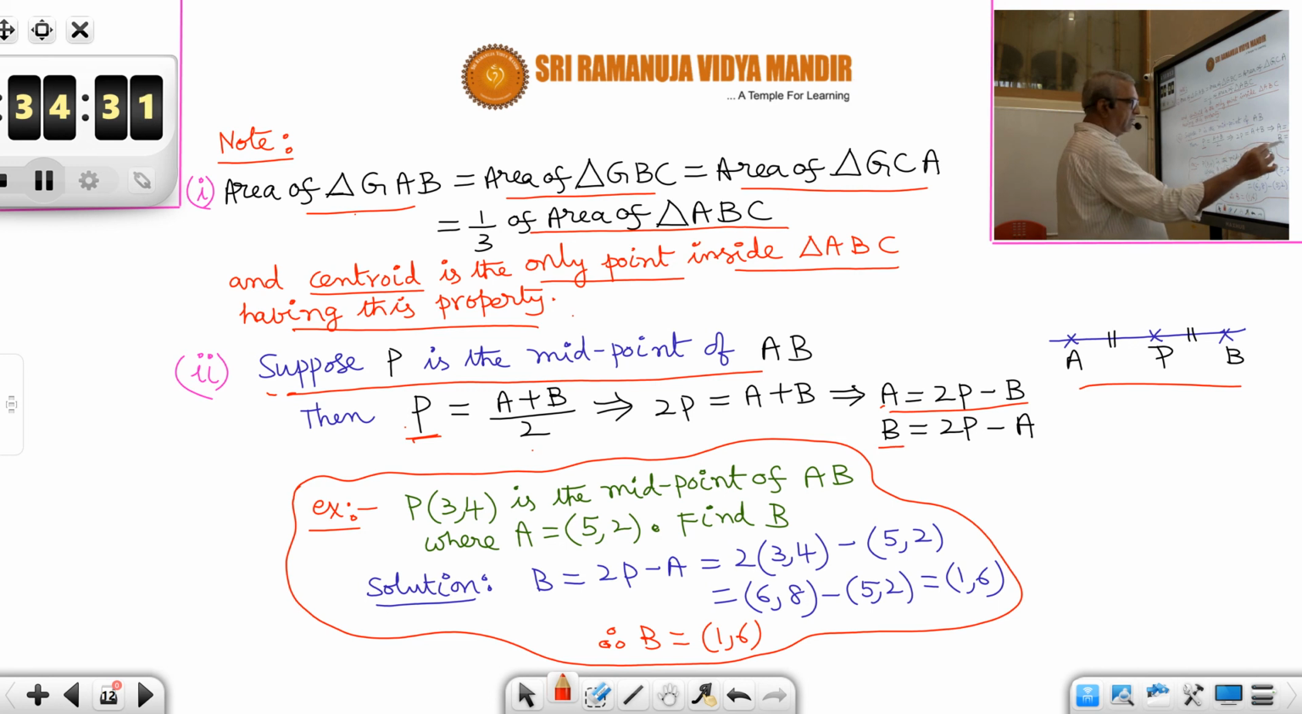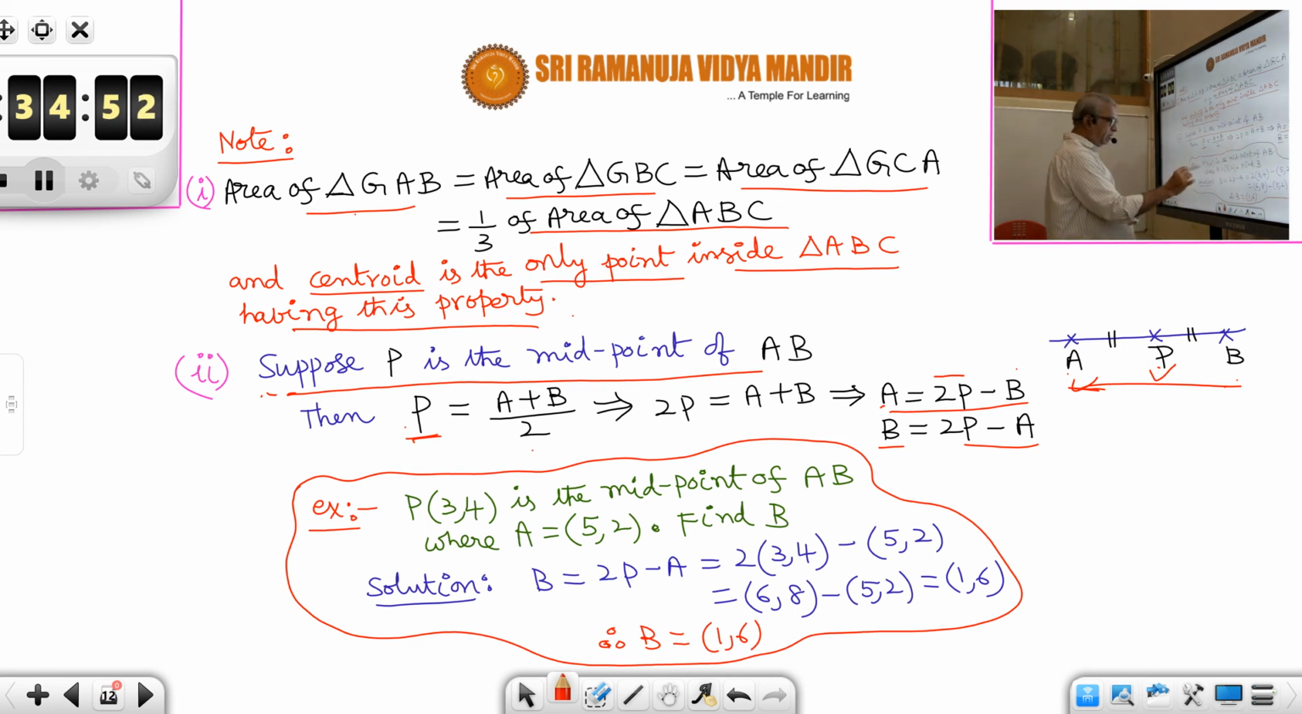Similarly, B is equal to 2P minus A. So multiply the midpoint by 2 and subtract one end, you will get the other end of the line segment. A and B are endpoints of the line segment, P is the midpoint. P and A are given. To find B, what you have to do? Multiply the midpoint by 2 and subtract one end. You get the other end.